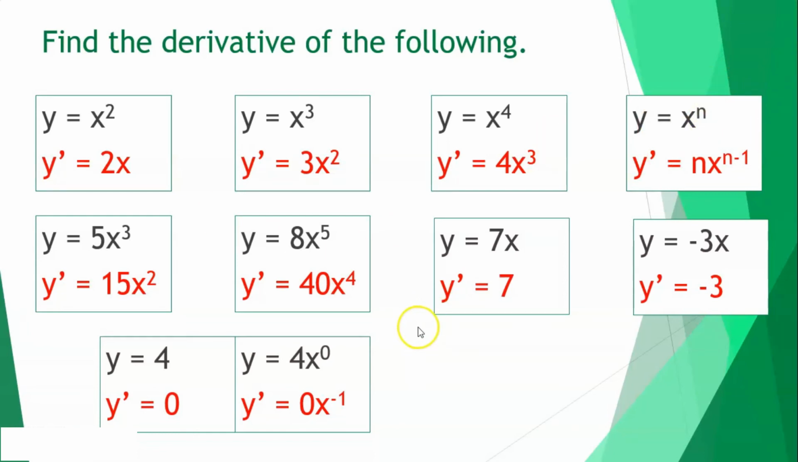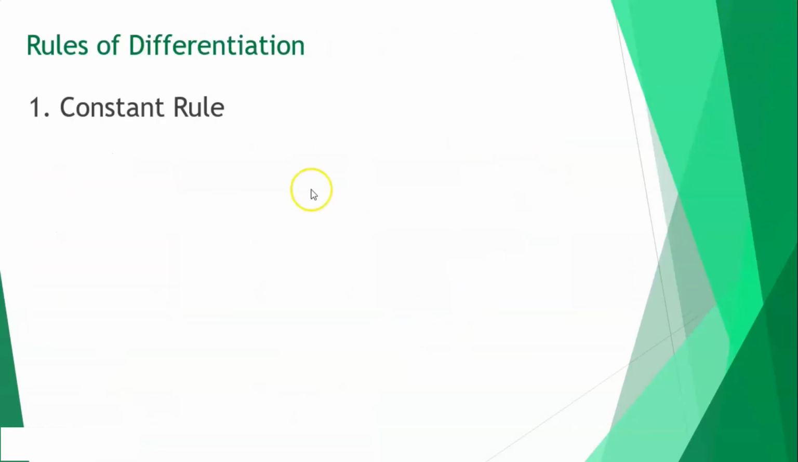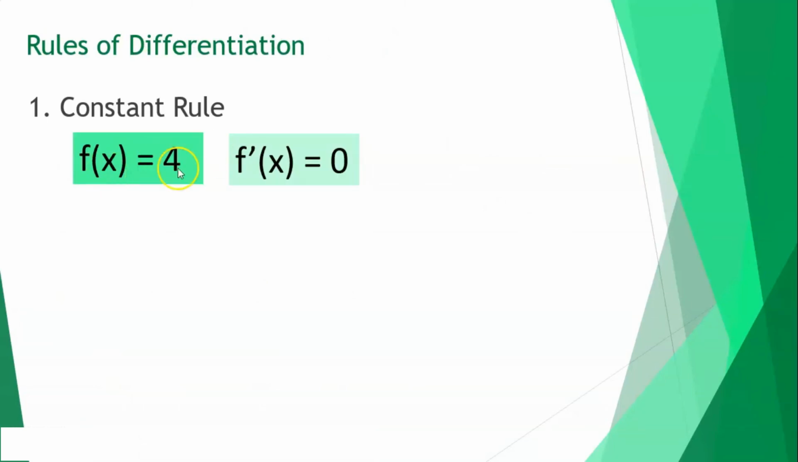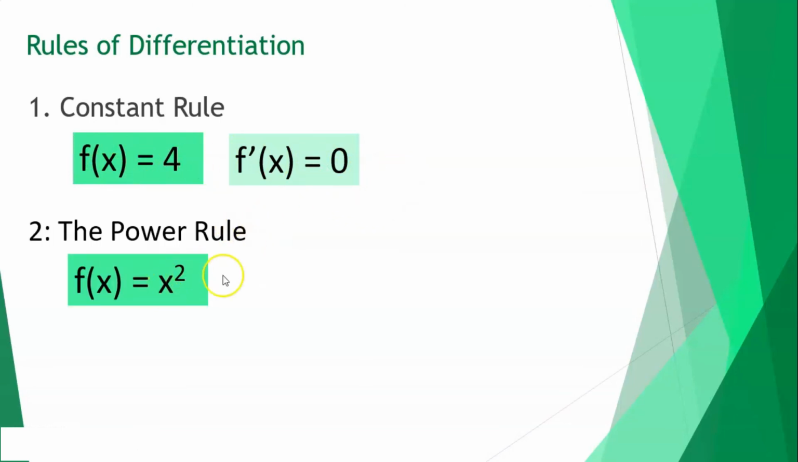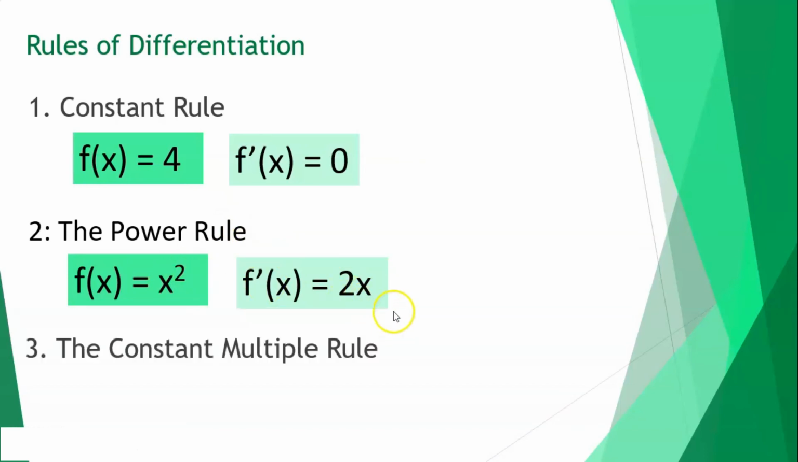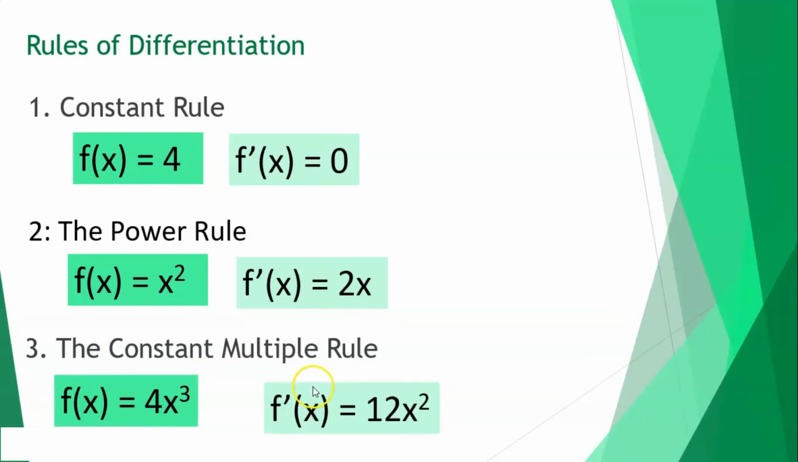Okay, let's have this one. Basic rules of differentiation. That's the constant rule. So again, when you get the derivative of a constant, it's always 0. Another, it's the power rule. So when you say x squared, multiply the exponent, then minus 1, that's 2x. The constant multiple rule: 4x cubed, the derivative of that would be 12x squared.